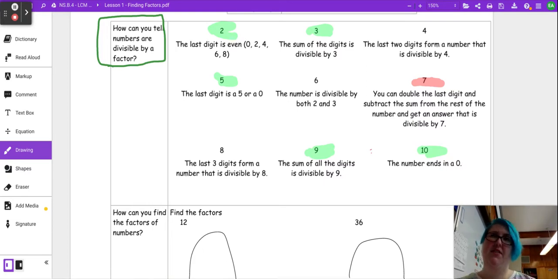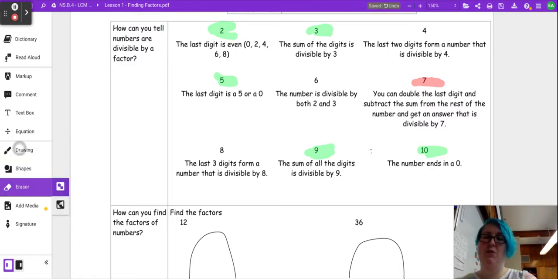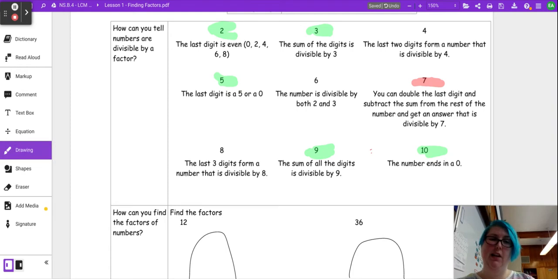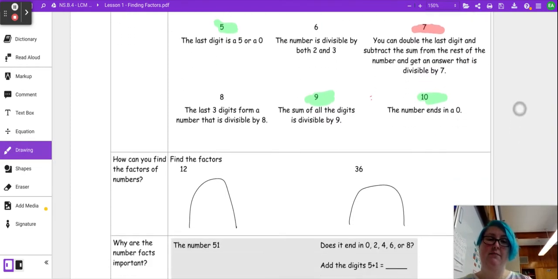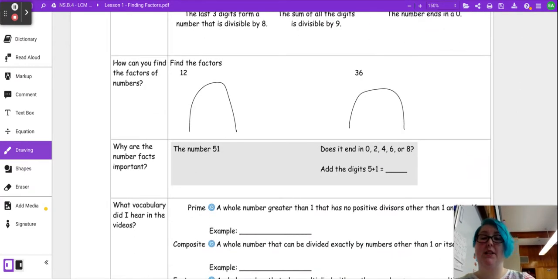You'll notice that number 7 is highlighted a little different. That's because that rule is kind of complicated. So if that's not a useful rule, you don't have to use it. All right? So now let's look at some examples.